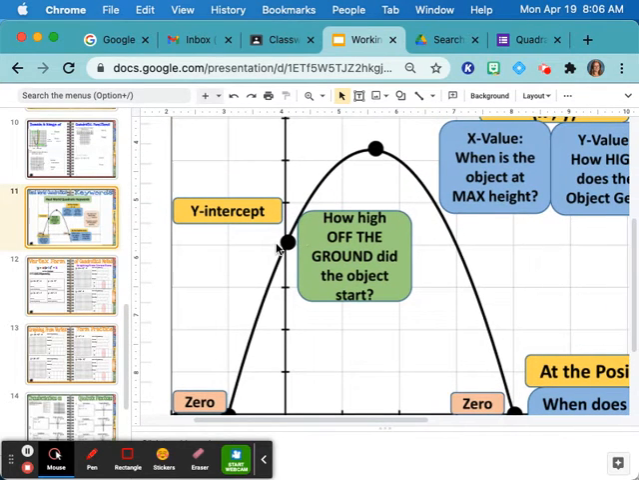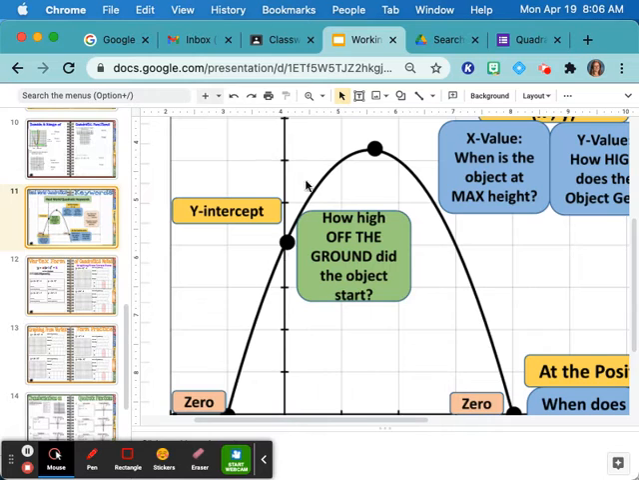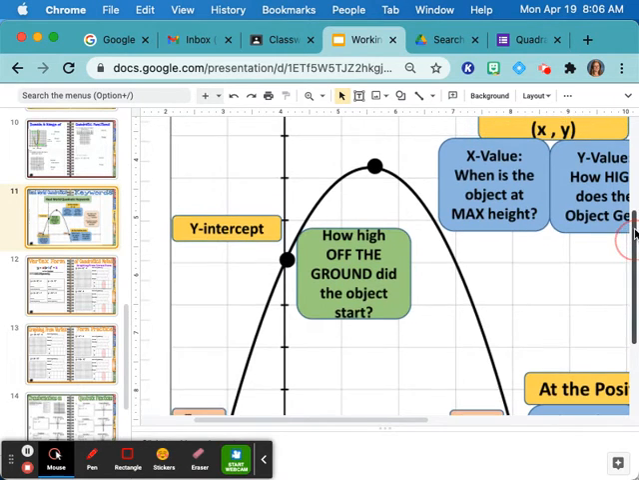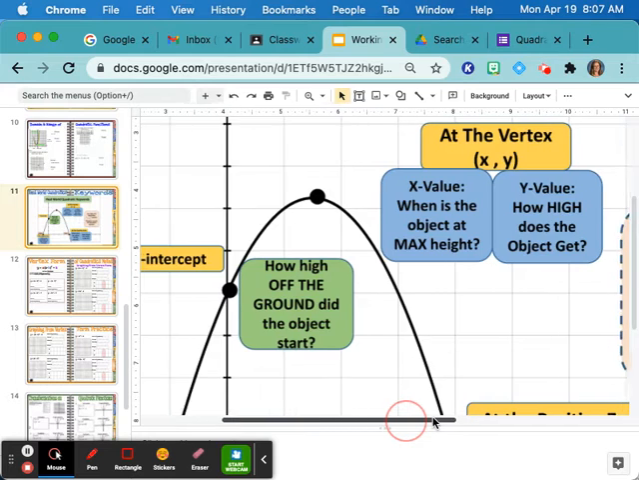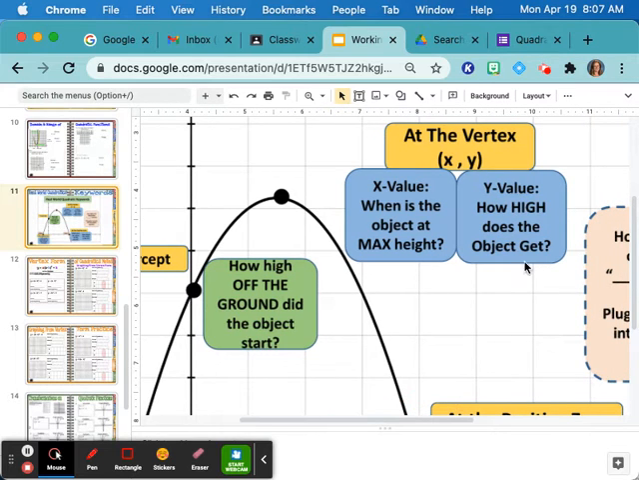This is how high off the ground the object started. So let's say there's a scenario where someone's at the top of a building. He's going to throw a football up. He throws it up, it gets to the peak, and then it starts dropping down. So how high off the ground would be your y-intercept? That's what you would look for. The vertex is when the object is at max height. So it'd be, let's say, time. And then the y value of your vertex is how high it gets. That's your max height.